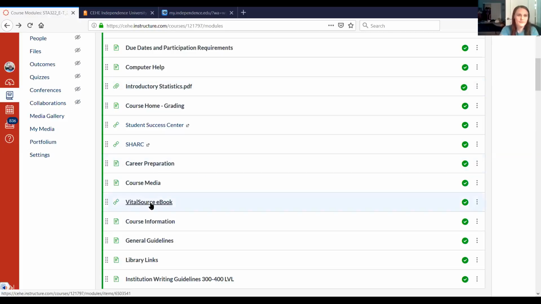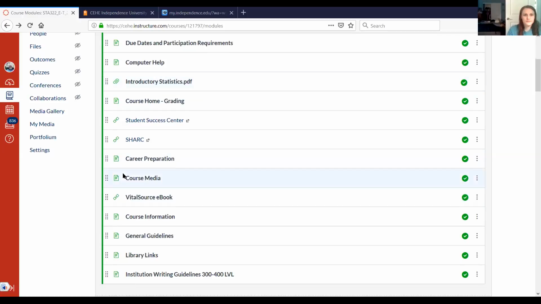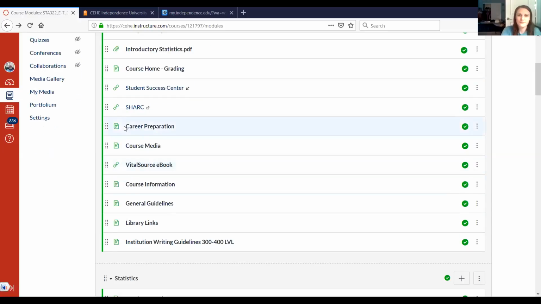And then down here, you have a Vital Source ebook. This is a book that I've used for years, written by a statistician by the name of Triola. And it's a really good book. I'm going to be using some material out of both, all module. Your reading assignments generally will come out of both of the books.